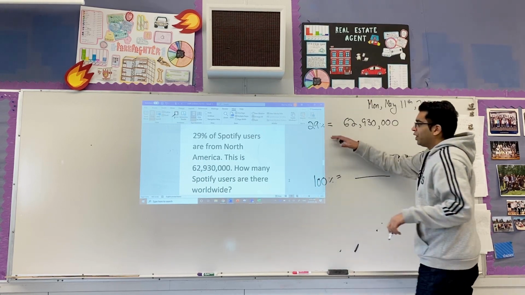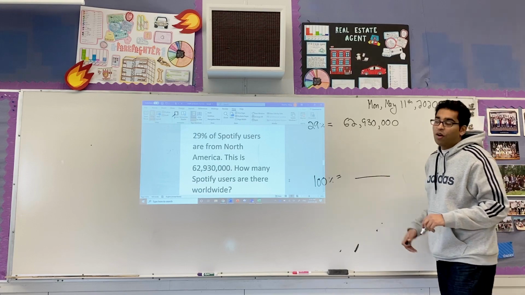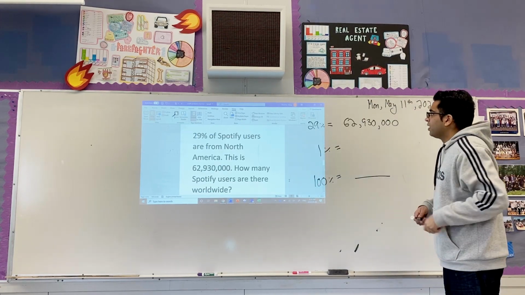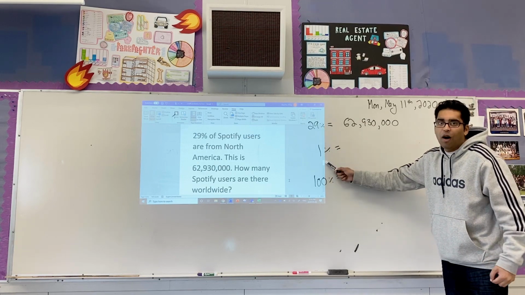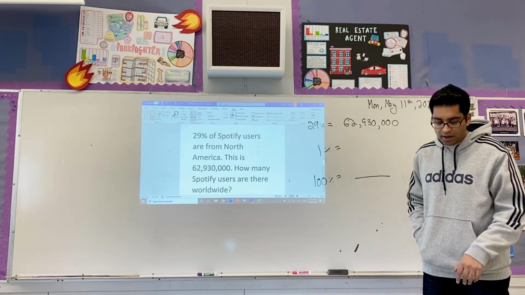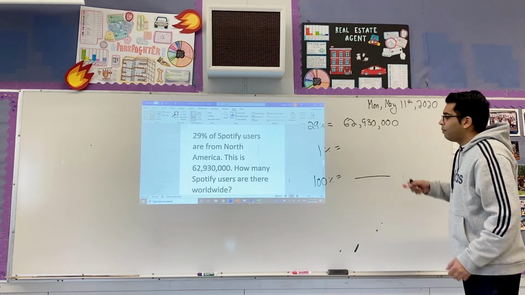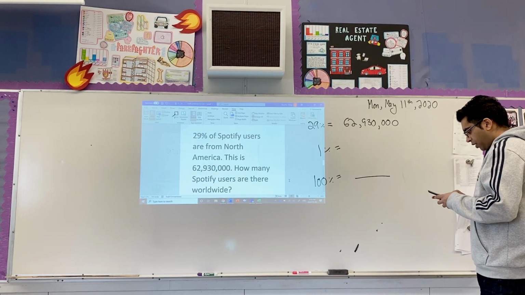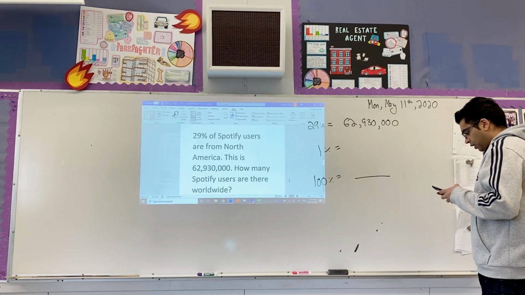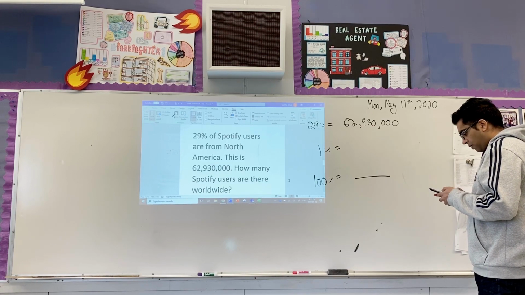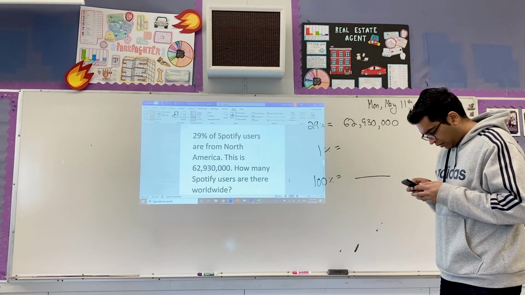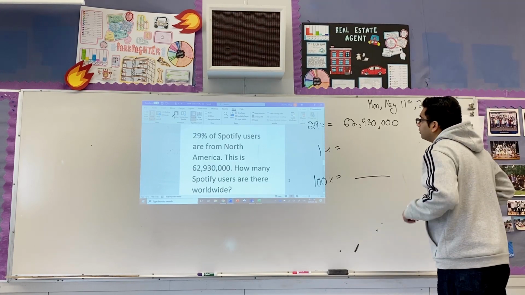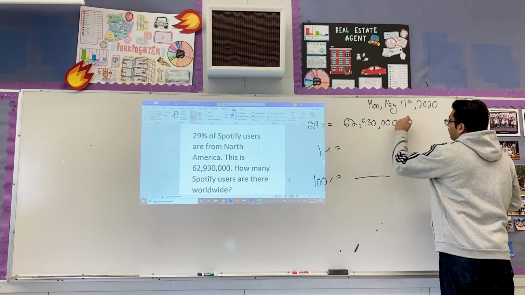We don't know that, and the way to get there is to find the 1%. So how do I get from 29 to 1? Divide by 29, which means we divide 62,930,000 by 29 as well. 62,930,000 divided by 29 equals 2,170,000.